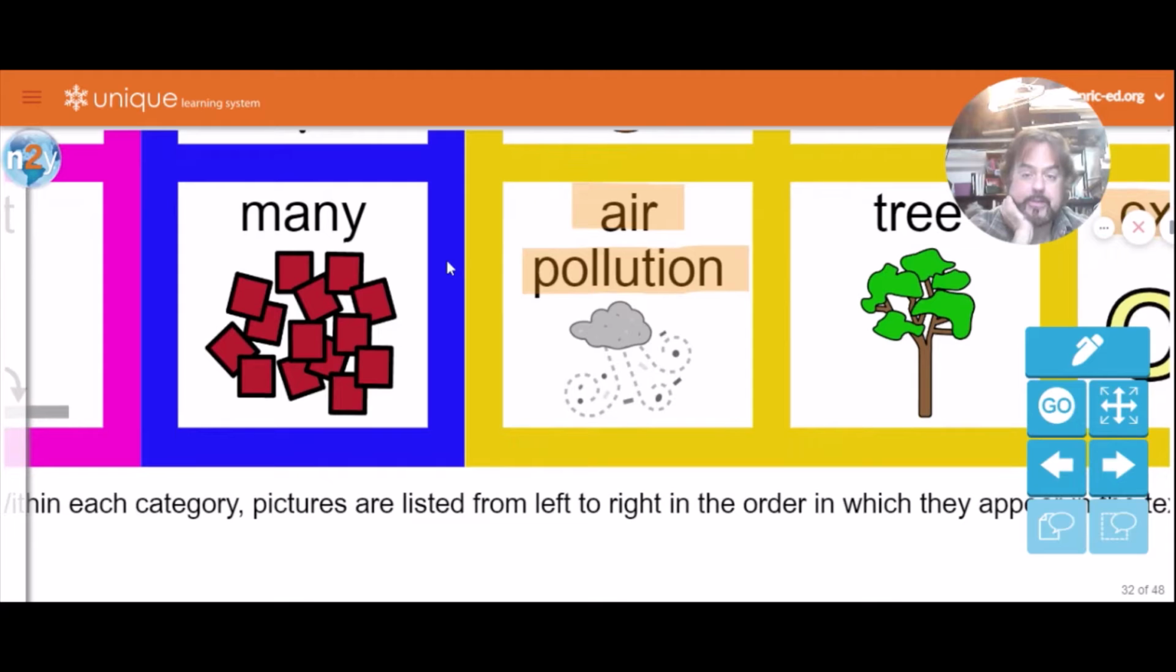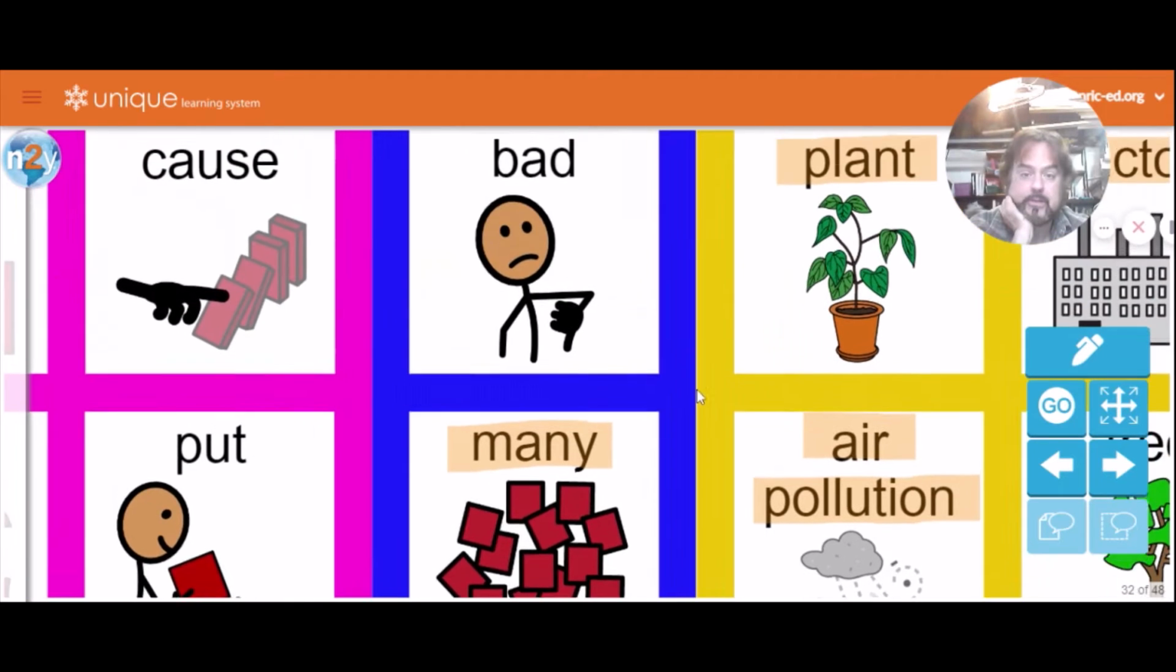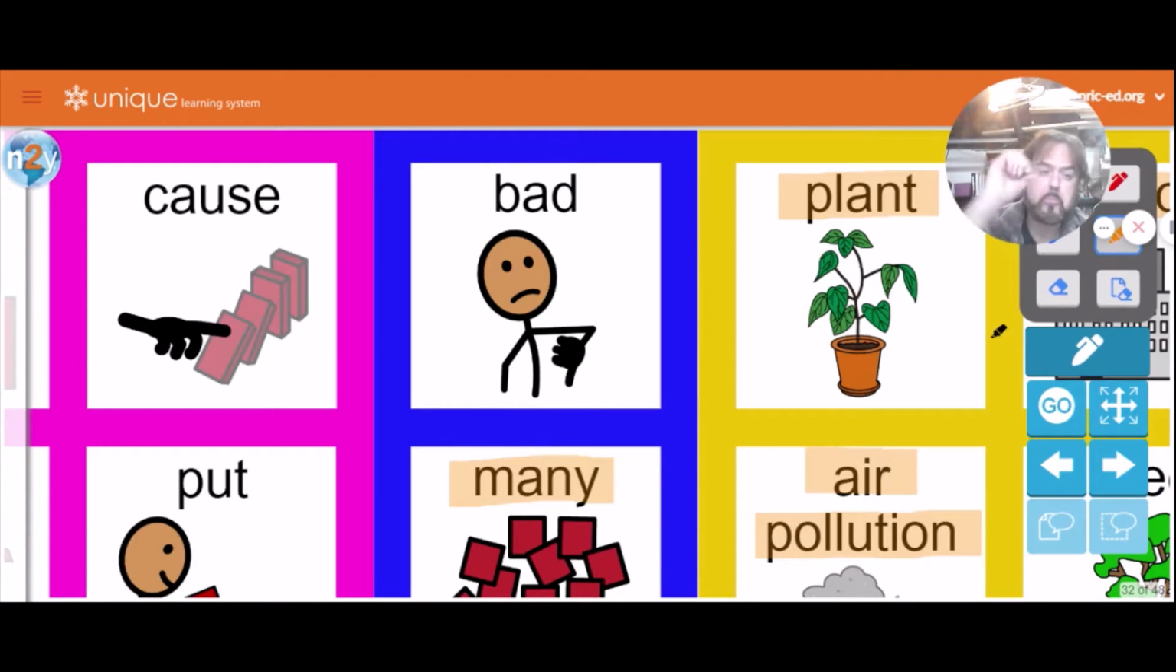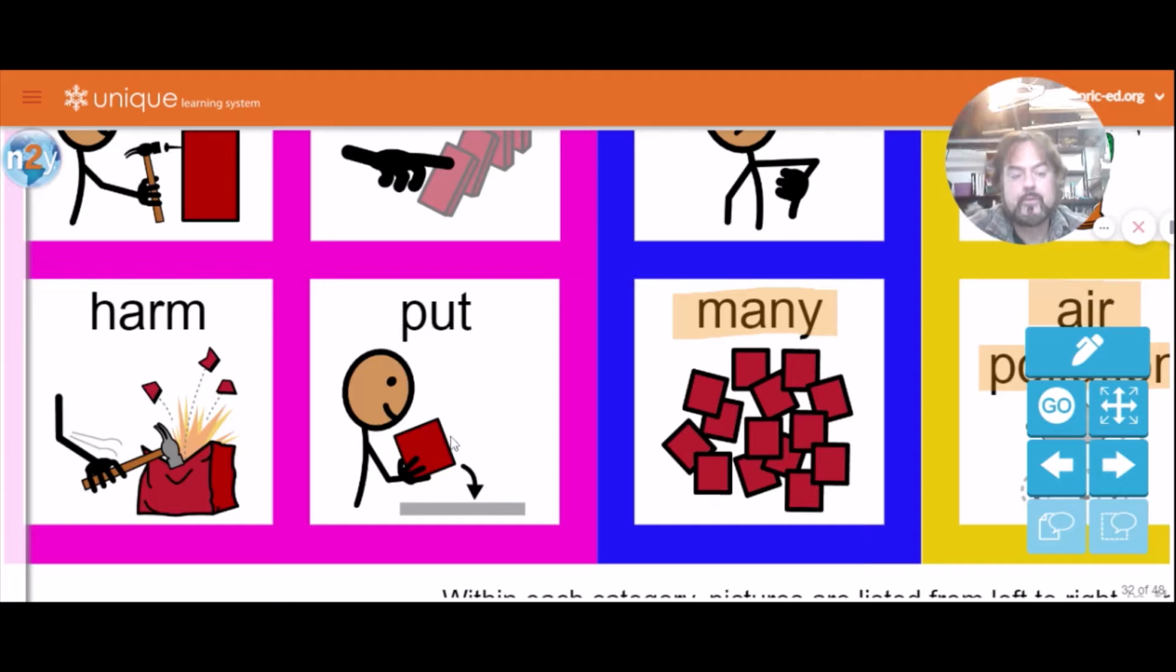Okay, so let's see. Many, that's a topic word, it's a vocabulary word from yesterday. Bad, okay. All right. Put. And you put something somewhere. I'm going to put this pen in my hand. Nope, it didn't stay in my hand. Okay. I'm going to put this pen in this little bin. There we go. All right, this guy's putting a block on a table. So put.